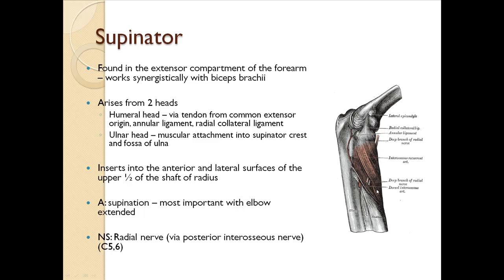The two heads converge together and they wrap themselves around the radius before inserting onto the anterior and lateral surfaces of the shaft of the radius itself. Again, it's a powerful supinator of the forearm. It works in synergy with biceps to produce this very strong movement of supination as a force couple. Its nerve supply is via the posterior interosseous branch of the radial nerve, C5 and C6.